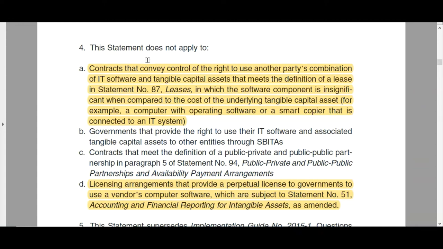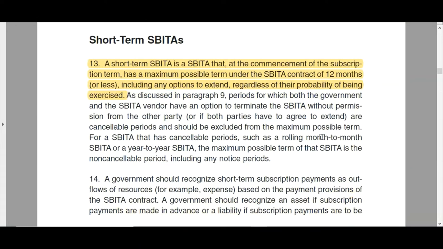So you've established that your software contract is a SBITA. Now you need to establish the timeline of your SBITA. The accounting treatment of SBITAs is just like GASB 87, which I referenced before. GASB 87 operated under the assumption that if the maximum contract term, including renewals and options to extend, is 12 months or less, then it is a short term.